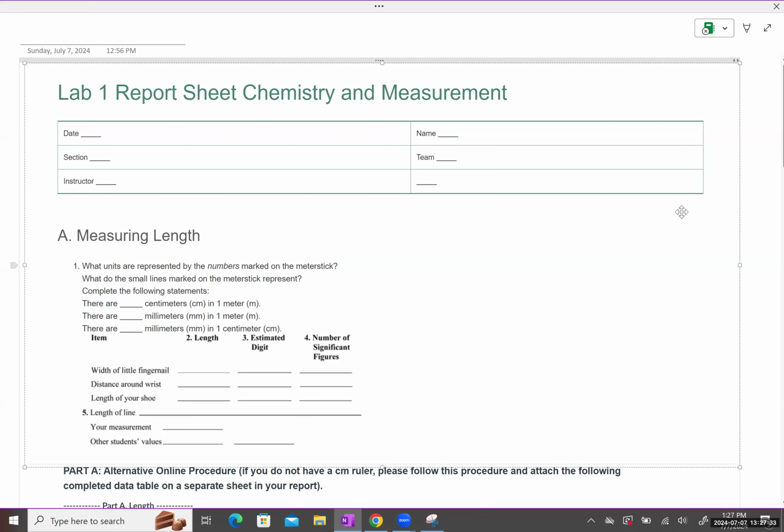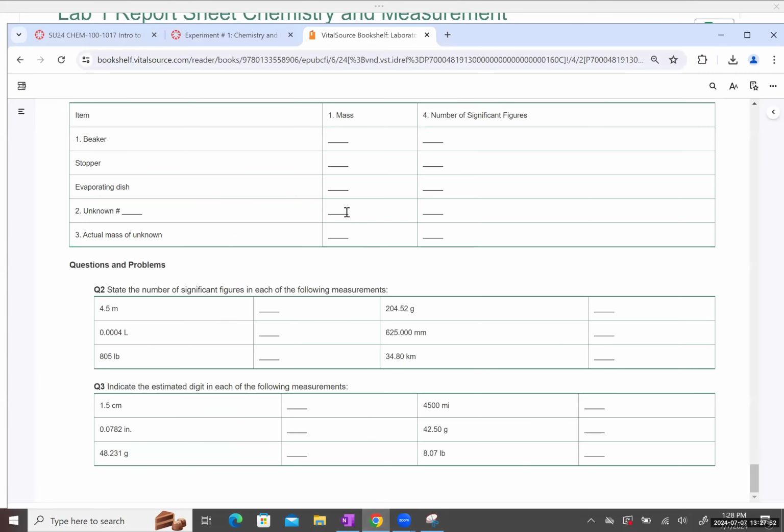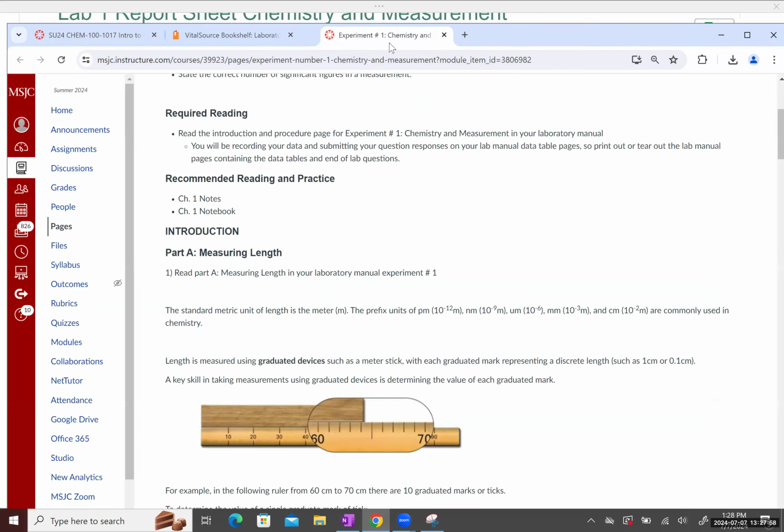So now that we have our report sheet, we're going to, of course, fill in our name, section, instructor components, and we're going to get started with looking through each part of the experiment. So as we start with part A, we're going to find part A in the experiment page. So the experiment page will have all of the data, be it photos, data tables, or in some cases videos for later labs that we're going to be using to write down and collect our data and observations.